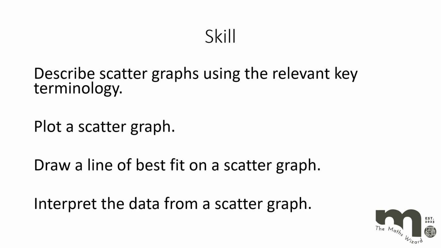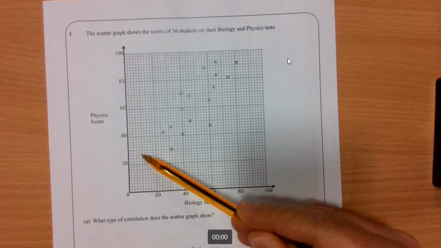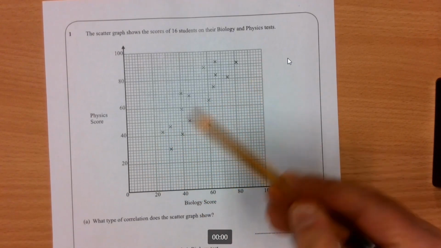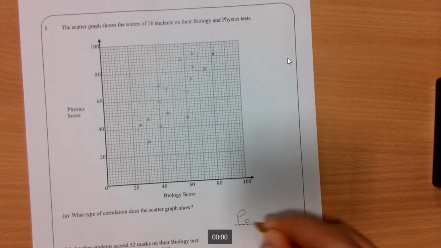Okay, now we're going to have a look at actually drawing lines of best fit and looking at how we can interpret the data from scatter graphs. Right, so let's take a look at this example then. This scatter graph shows the scores of 16 students on their biology and physics test. First question is, what type of correlation does this scatter graph show? Well, we can see that as the biology scores get higher, the physics scores also get higher, so that's going to be a positive correlation.